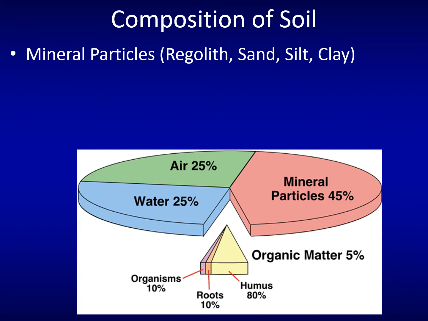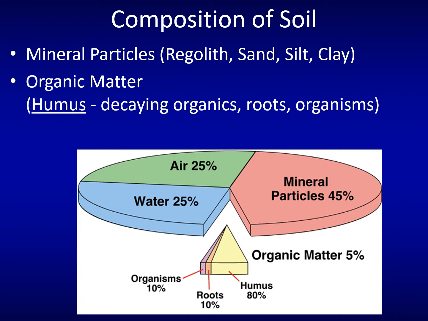Mineral particles include regolith, sand, silt, and clay. Organic matter in the soil includes humus, which is decaying organics, roots, and organisms. And of course, air and water are also part of the soil.